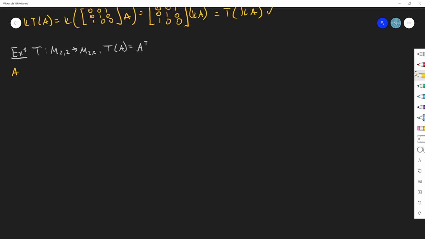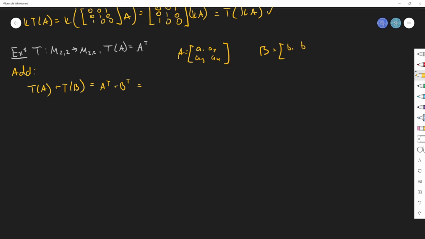Let's check it. Do the addition. So T of A plus T of B, and so that would be A transpose plus B transpose. So we let A be equal to A1, A2, A3, A4. Then let B be equal to B1, B2, B3, B4. That was like a 7, so that's a 4. Trust me.